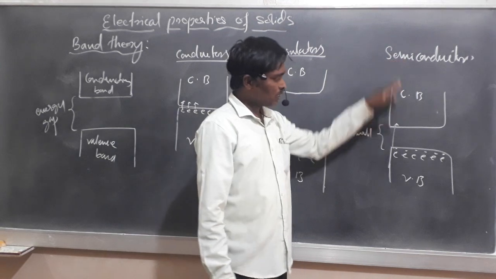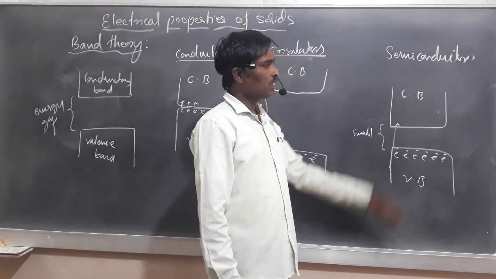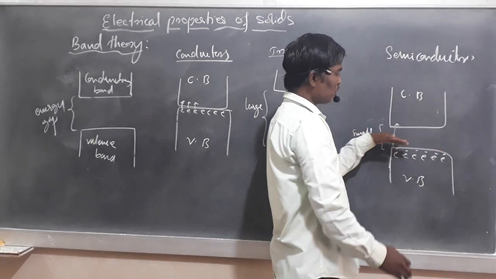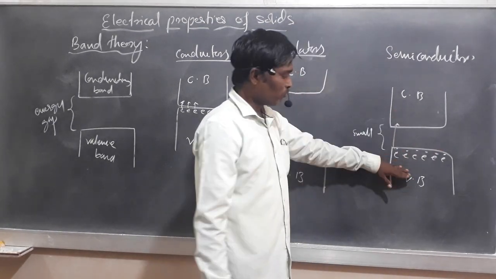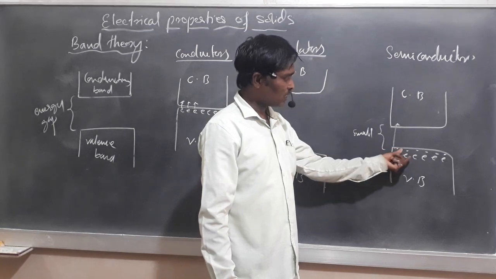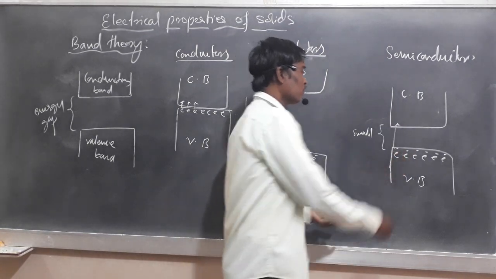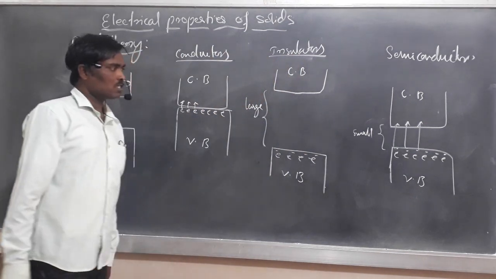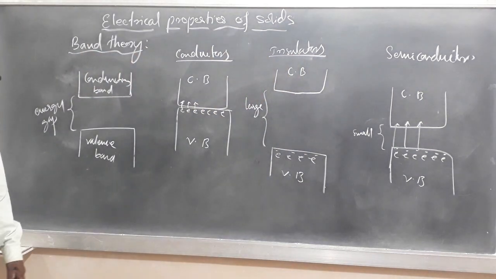In semiconductors, the conductivity increases with increasing temperature because there is some gap between the two bands. If you provide more heat energy, more electrons can jump from the valence band into the conduction band, and the conductivity increases. So this is about the electrical properties of solids based on band theory.